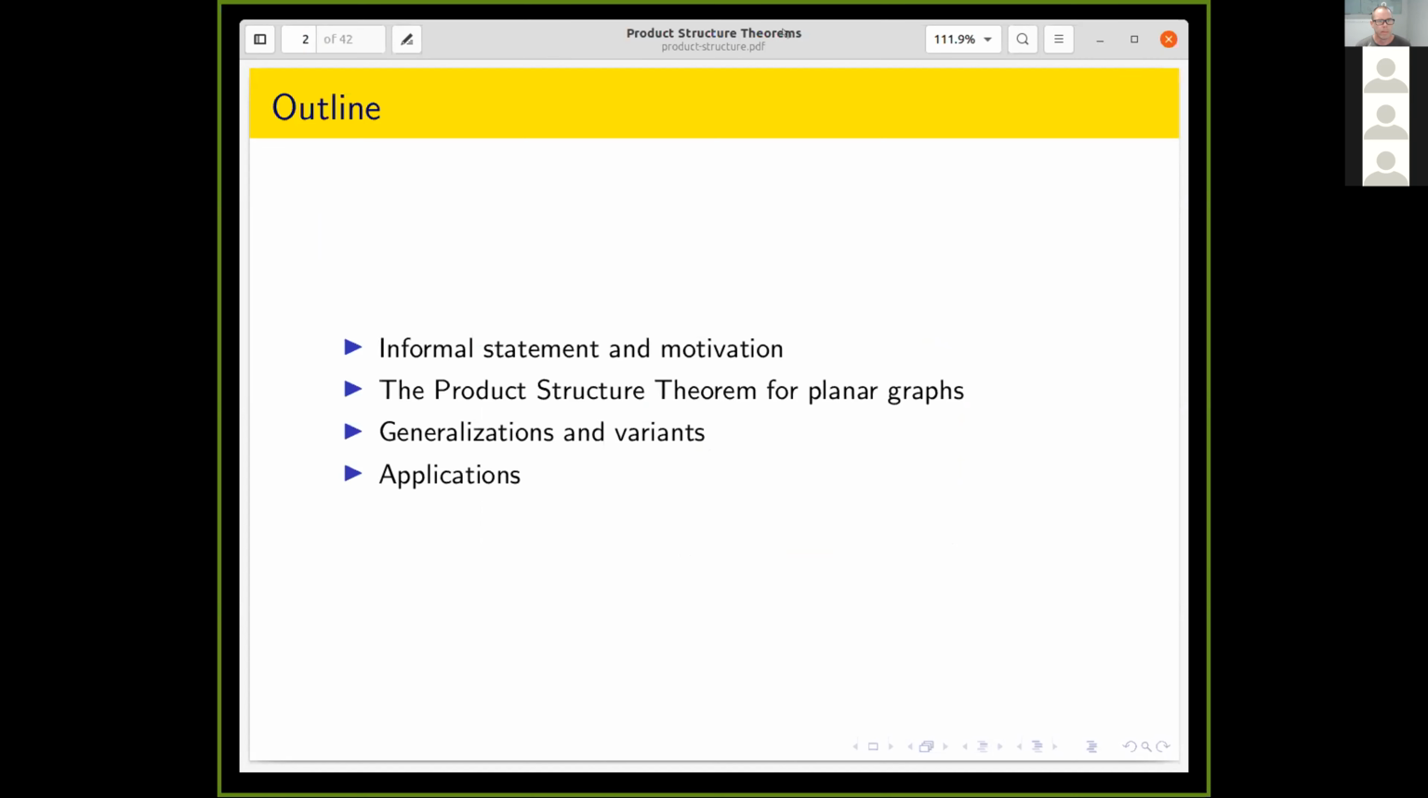So I'll first give some informal statement of the product structure theorem and some motivation as to why it's possibly a useful thing. There'll be lots of applications later in other talks. Then I'll give the formal statement of the theorem, talk a little bit about where it came from and what the proof looks like. And I'll also mention all the generalizations and variants to things that go beyond planar graphs. And then I will just list some of the applications, and the other talks in this mini symposium will be about many of those applications.